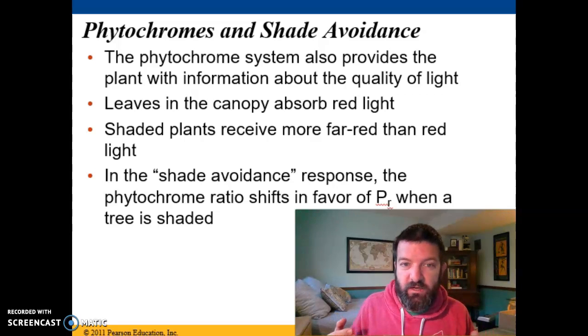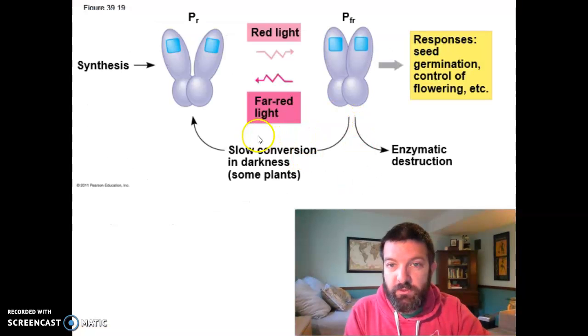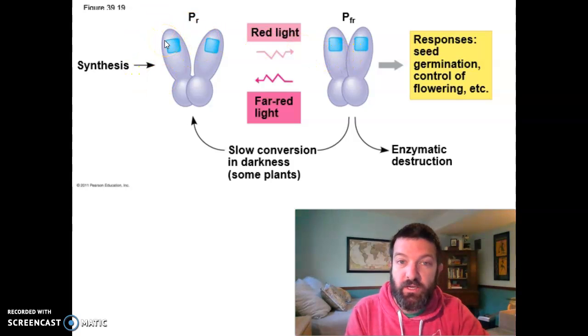If there's a lot of shade, the phytochrome ratio will shift in favor of PR instead of PFR. Here again, you can see those different shapes, right? In shade, PFR will change shape into PR, and when there's direct sunlight, PR will shift to PFR.